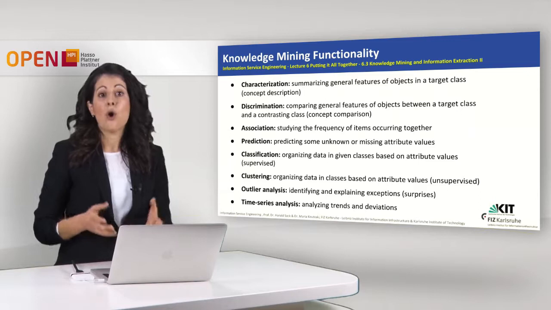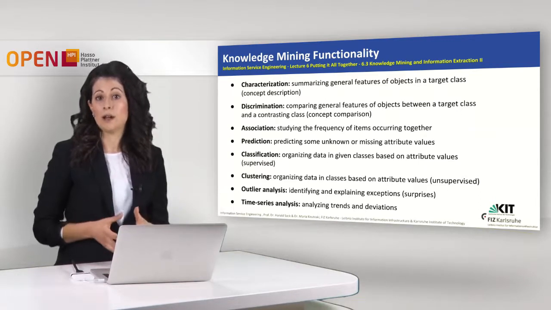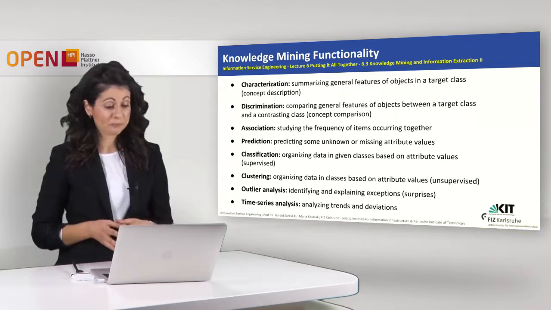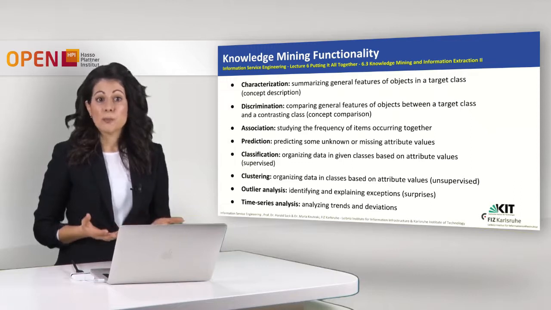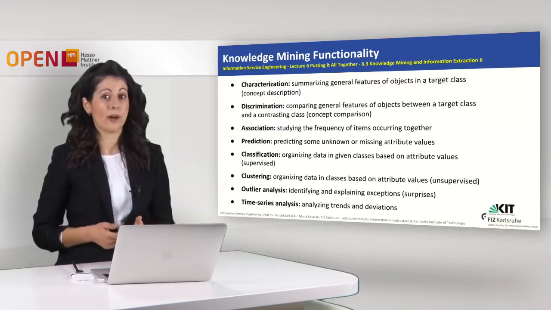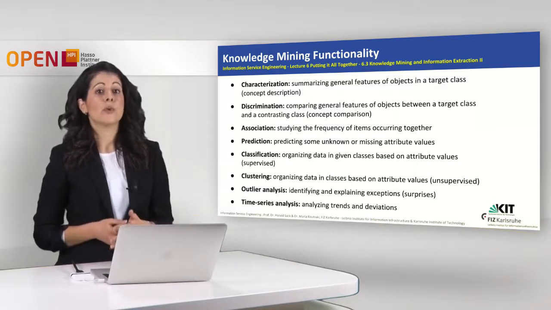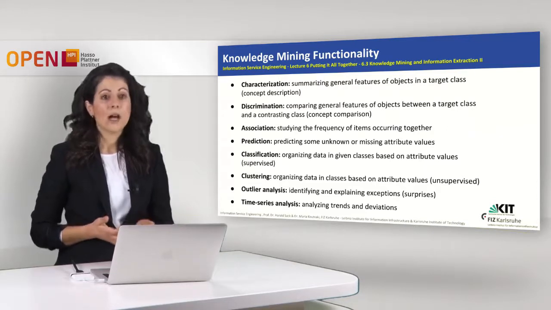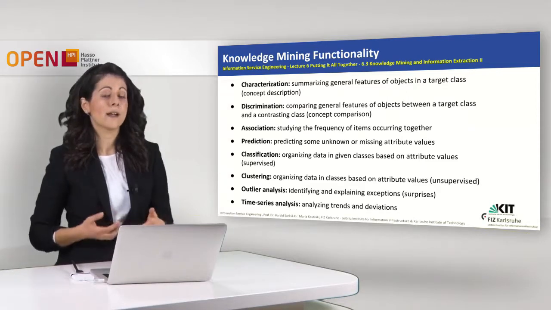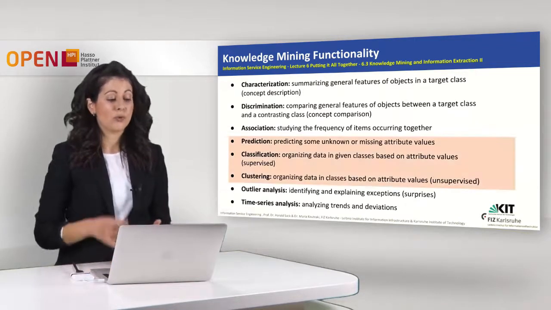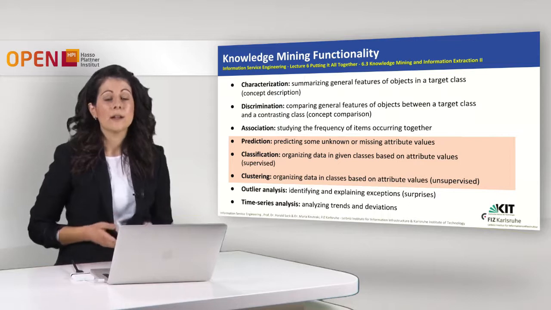Classification, which is the process of organizing data in given classes based on attribute values, and in this case, this process is supervised. Or clustering, which is the process of organizing data in classes based on attribute values, and here it's unsupervised, as we have already seen before. Then we can do also outlier analysis, which is the process of identifying and explaining exceptions. And last, time series analysis, which is a process of analyzing trends and deviations. As you already know, in this lecture we focus on prediction, classification and clustering.